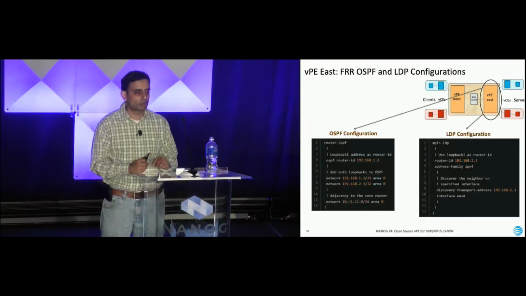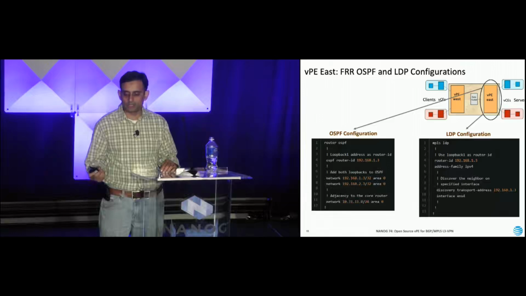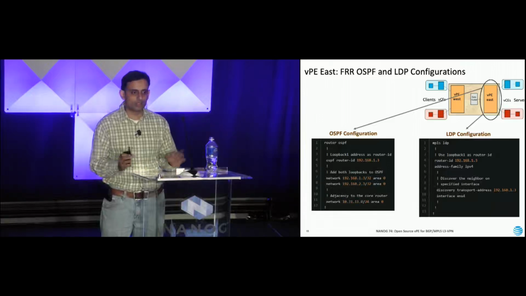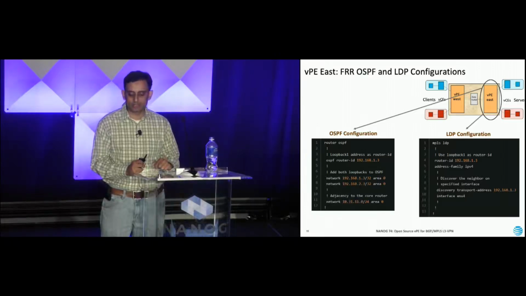But of course, you need to program the box. In order to do that, as I mentioned, we run FRR, OSPF, and LDP processes on all three boxes within the service provider network. On the left, you see the OSPF configuration for VPE East. On the right, you see the configuration for LDP on VPE East, and it's fairly standard. If you have done OSPF and LDP configuration, this will look very familiar. You configure the router ID for OSPF, add both the loopbacks to OSPF, and you enable adjacency to the core router, in this case, within the OSPF configuration.